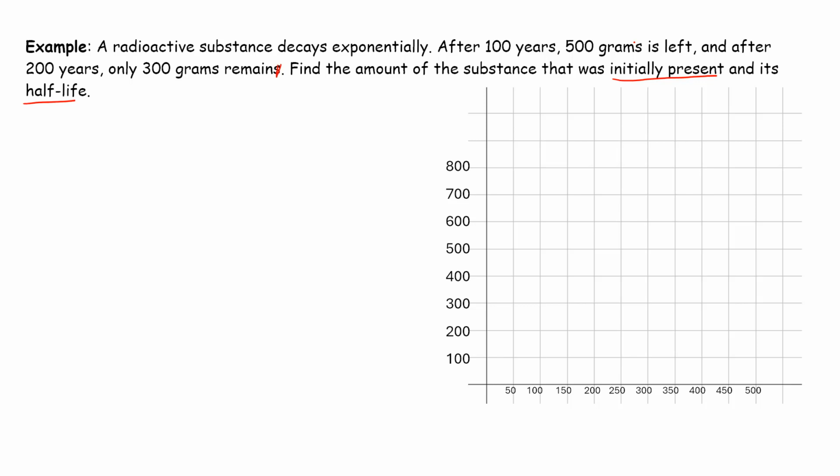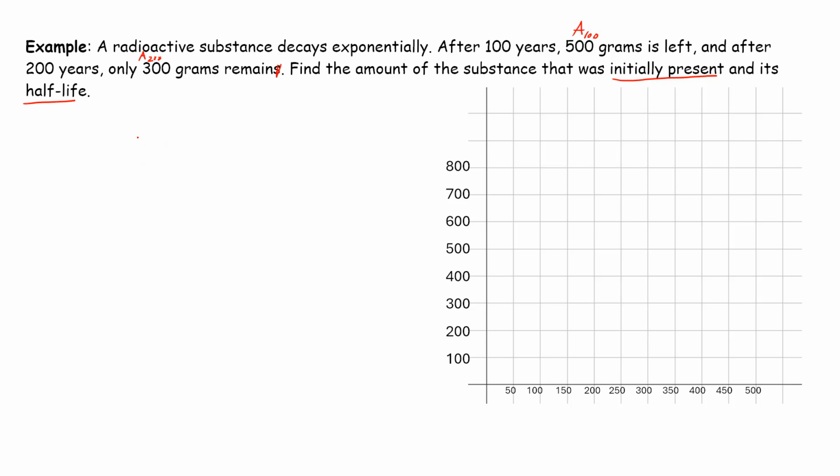All right, so first of all, we can use the information they gave us. They gave us A sub 100, so that's the 500 grams. That's A sub 100 years. And then after 200 years, there's 300 grams left, so that would be A sub 200. All right, so in this one, we have to do two equations.